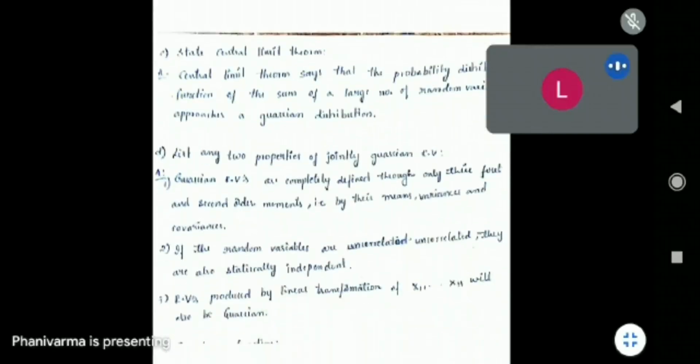Any true properties of jointly Gaussian random variables. You need to write the properties of jointly Gaussian random variables, where some of the properties are: Gaussian random variables are completely defined through only first and second order moments, that is by means, variance and covariance. If random variables are uncorrelated, they are also statistically independent, and you can write other properties which are easy for you.